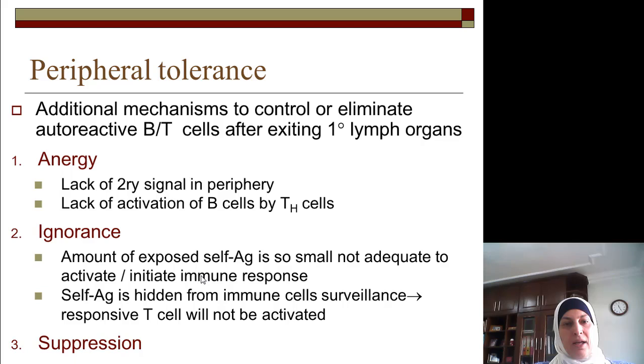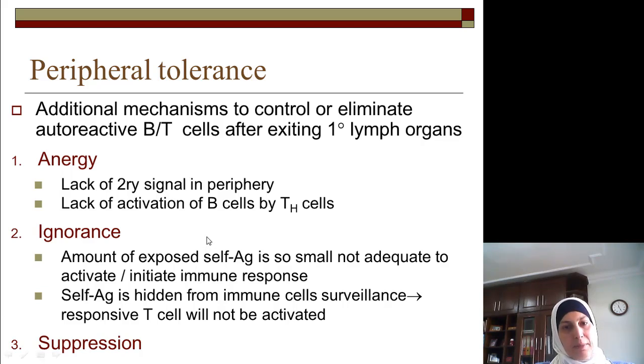Let's talk about peripheral tolerance. Peripheral tolerance forms an additional mechanism, an additional control to self-reactivity. So if, for any reason, there is a failure in the central tolerance, peripheral tolerance would manage to restore or manage these pitfalls in the central tolerance.